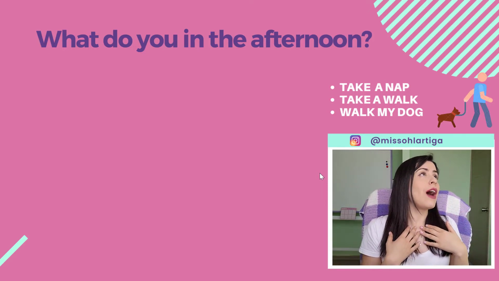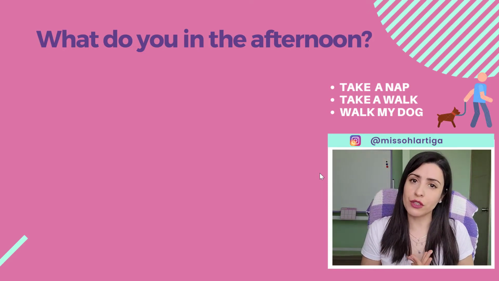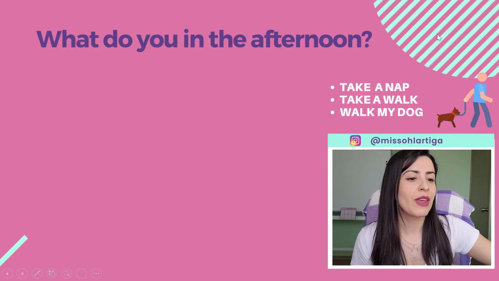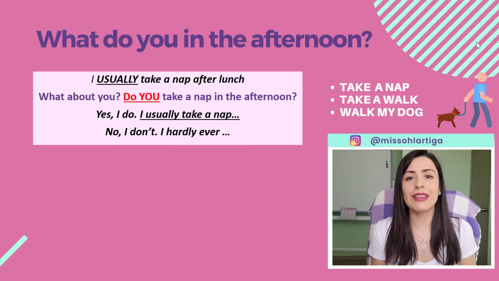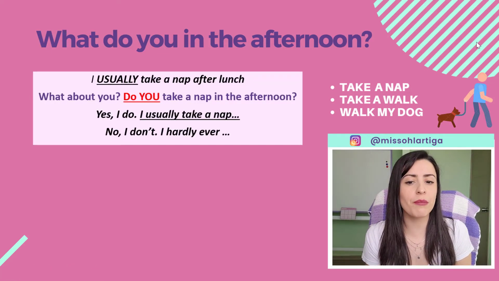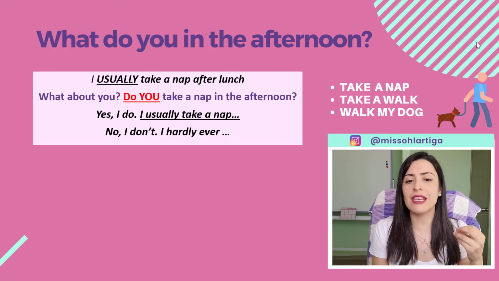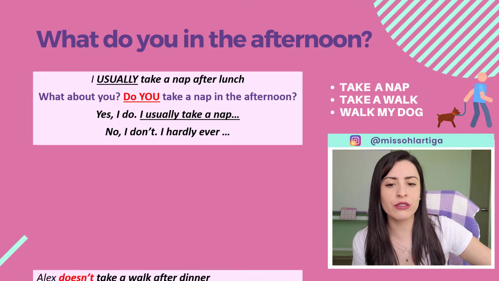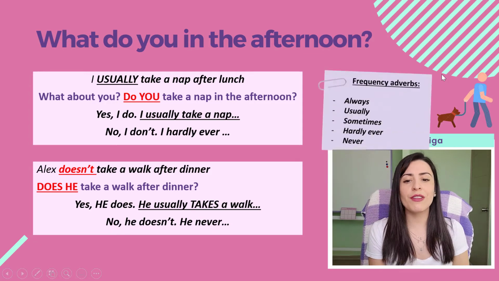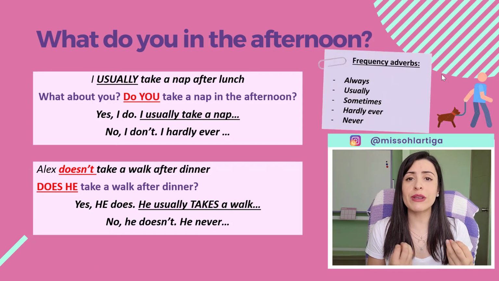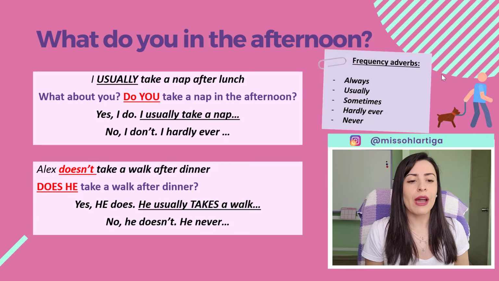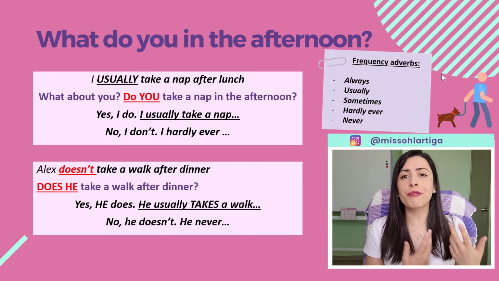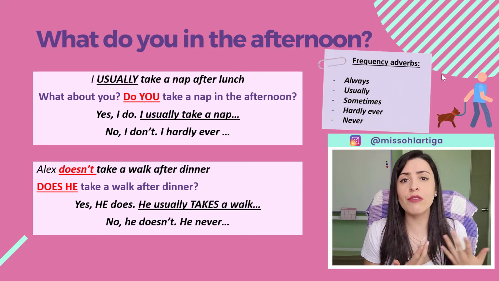So I can say, I walk my dog in the afternoons. So think about the actions you do to make more sentences. Let's see what we can say. For example, I usually take a nap after lunch. Lo que estamos usando acá, chicos, es un adverbio de frecuencia, un frequency adverb, que son básicamente expressions to talk about the frequency of an action.